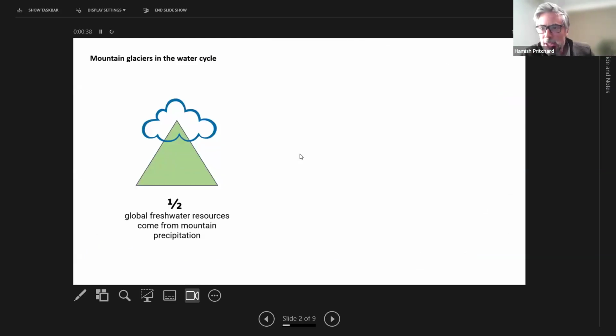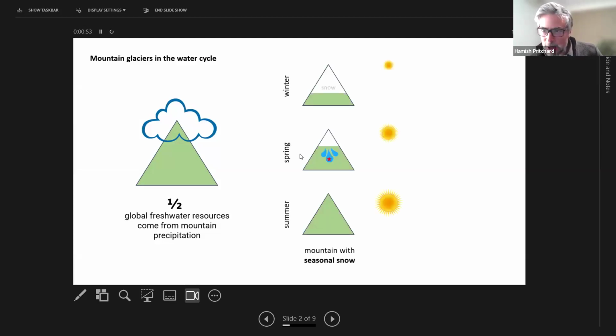Mountains are great generators of precipitation. That's because of things like orographic uplift, which this audience I'm sure will be well aware of. In fact, about half of the world's fresh water is generated by mountain precipitation. And being cold at the top, they're also good at storing that precipitation. So as Sian mentioned, in winter you get a winter snowpack, and then in spring that starts to melt off. And in summer, a seasonal snowpack is all gone.